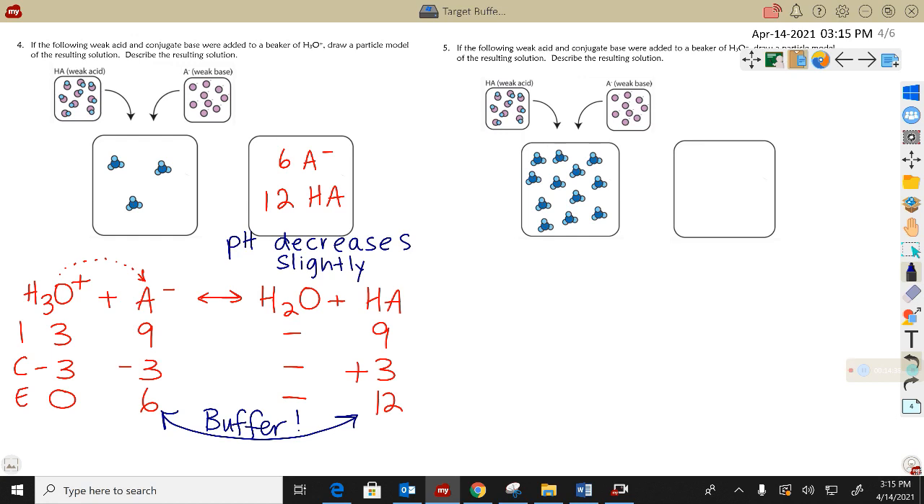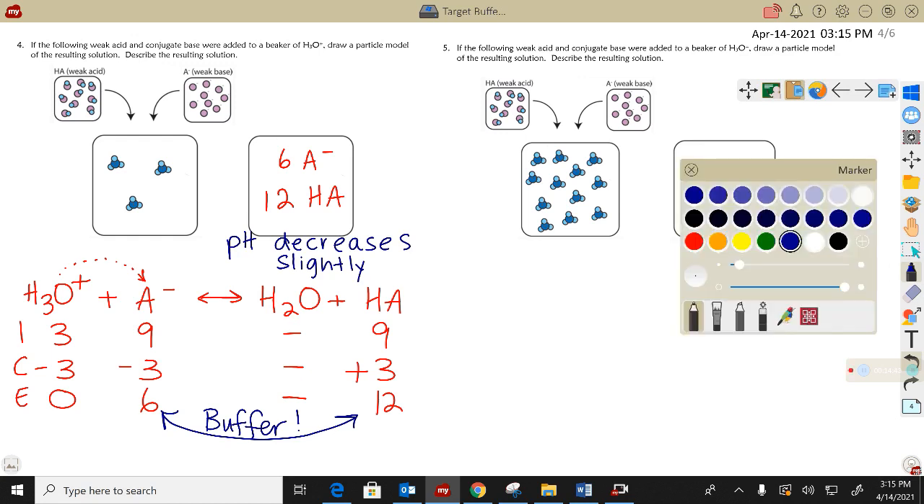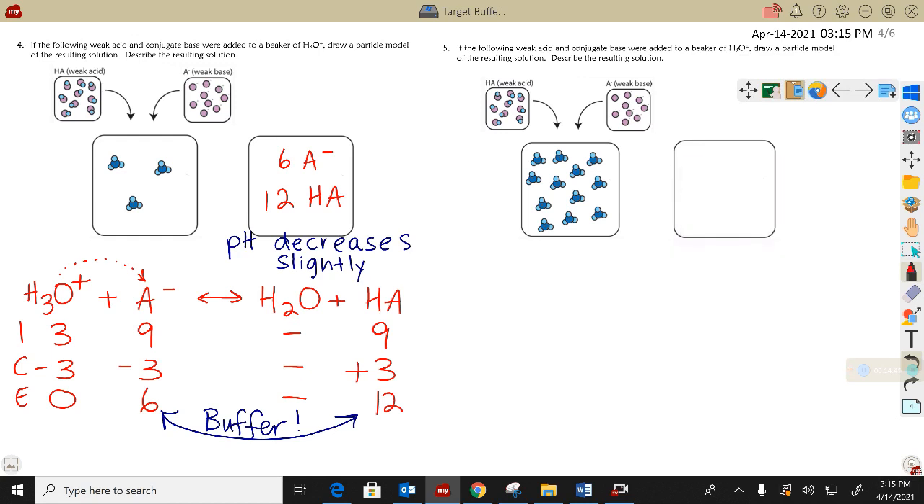Gosh, this is almost getting fun, right? Let's try 5. All right, we're on a roll. So we've got some more H3O+ hydronium. That H3O+ hydronium will react with the conjugate base. The base should take away that hydrogen, leaving me with just water, and will produce the weak acid.